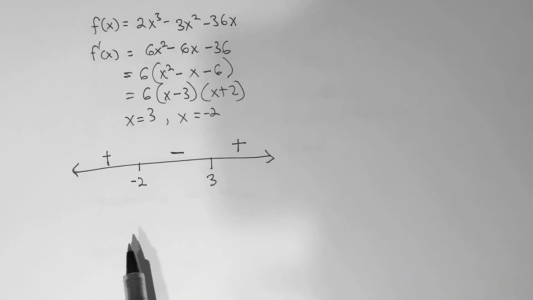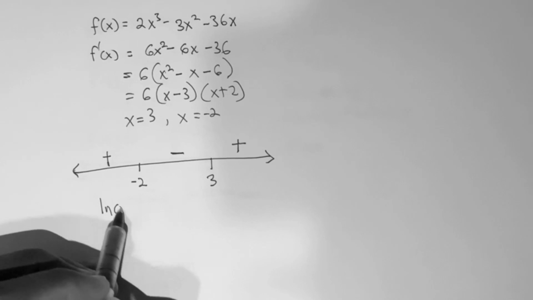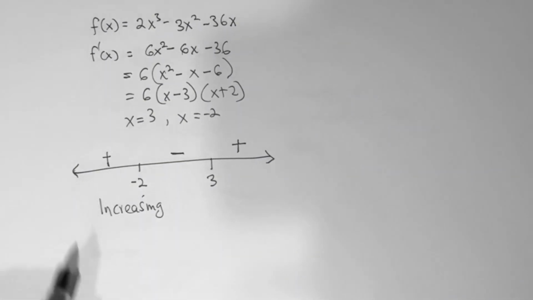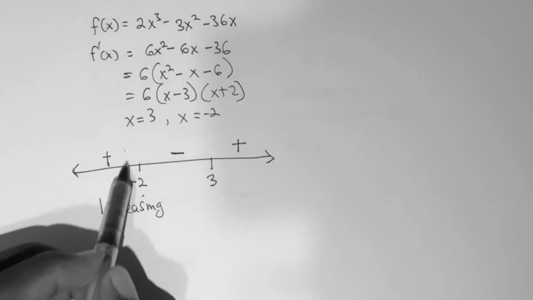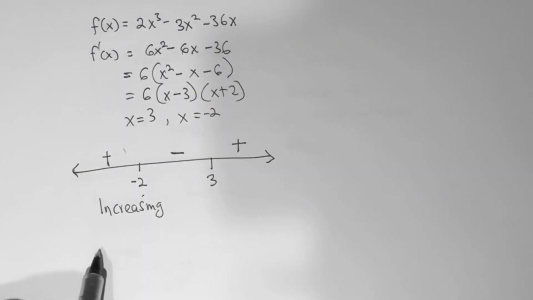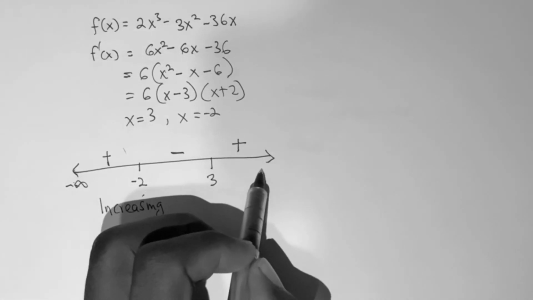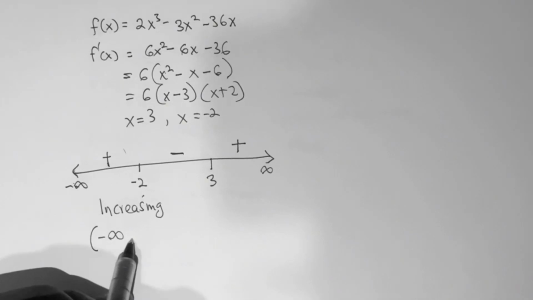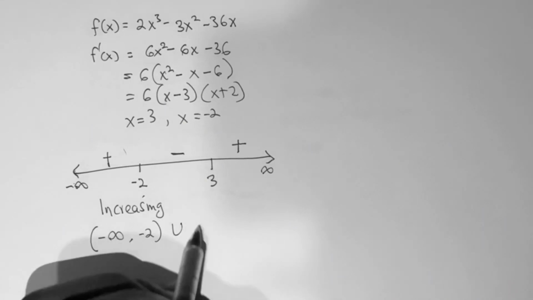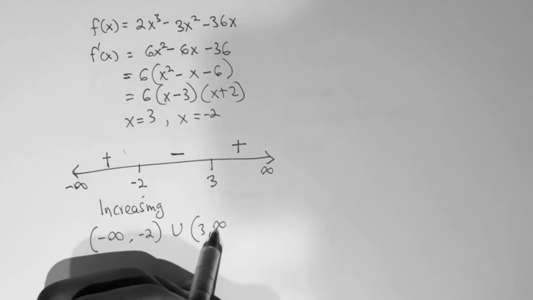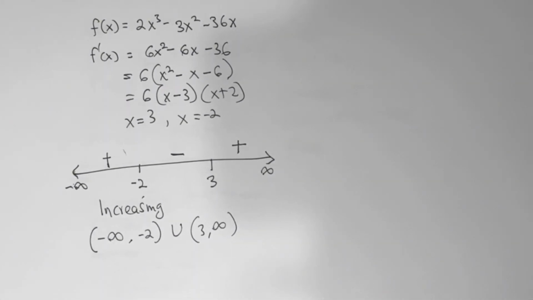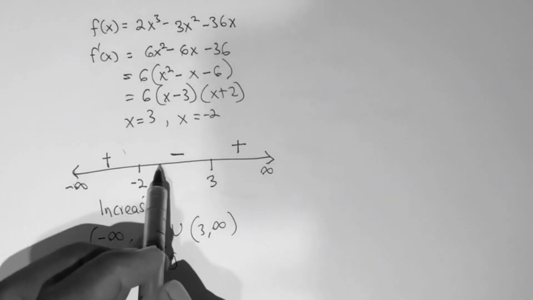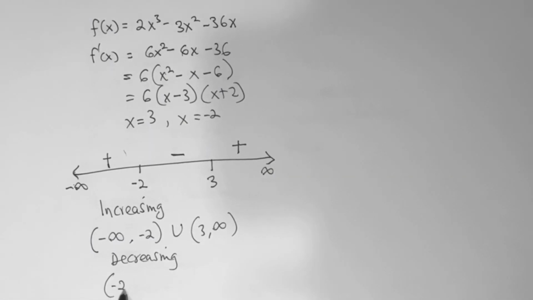So now let's write the interval for which this function is increasing. Now you can see that this function is increasing in this interval and also in this interval. So now let me put minus infinity and plus infinity here. So the interval is minus infinity to minus 2, union 3 to infinity. This is the interval for which this function is increasing. Let's talk about decreasing. This function is decreasing in this interval, which is minus 2 to 3.